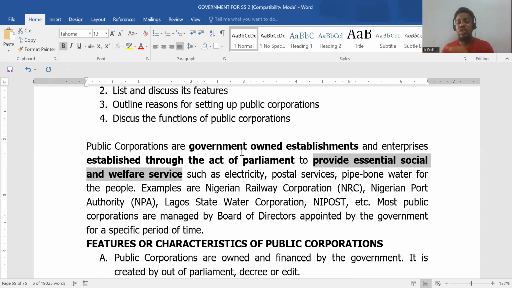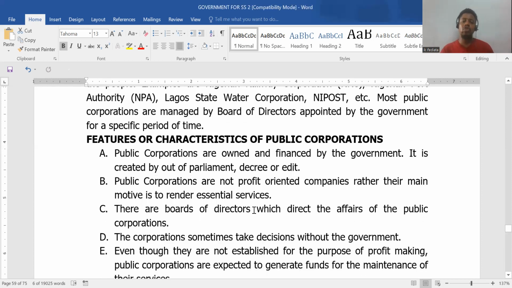So public corporations are not set up to make profits, even though they end up generating enough. They use those funds to run themselves on a day-to-day basis, but they are not set up to make profit. Some of the services they render are electricity, postal services, pipe-borne water, etc. Examples are Nigerian Railway Corporation, Nigerian Port Authority, Lagos State Water Corporation, National Electric Power Authority, even though it's defunct, it's dead. Now, they are run by their board of directors, right? So let's look at some features of public corporation.